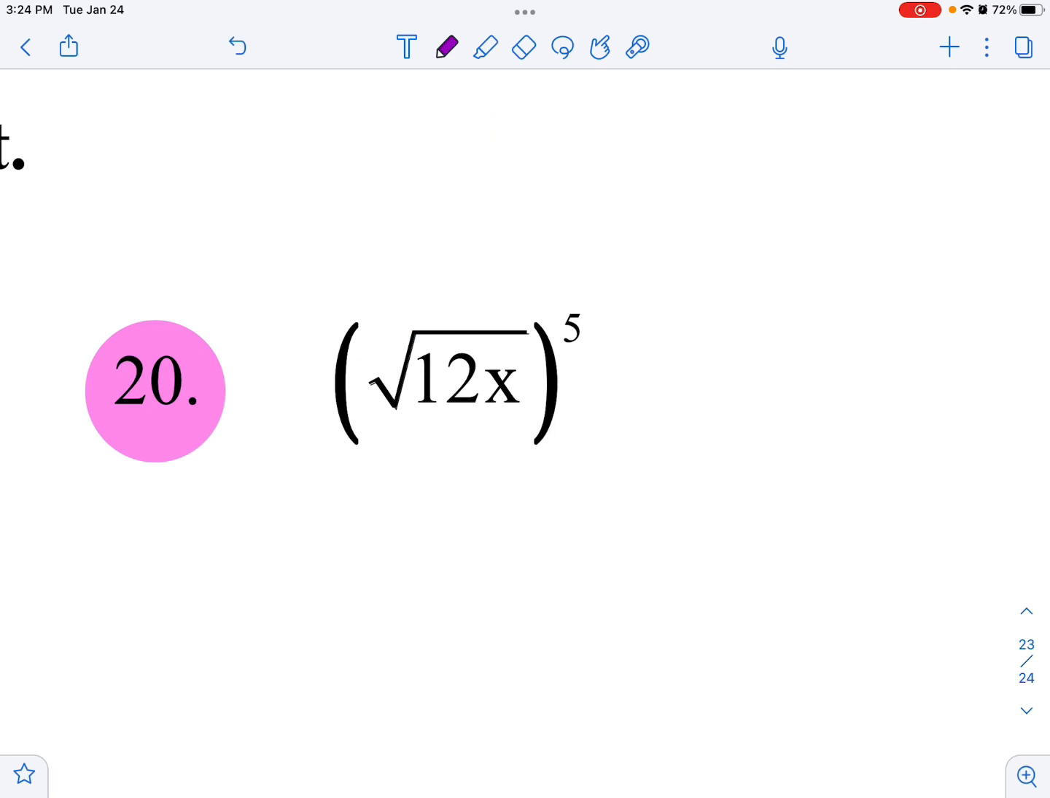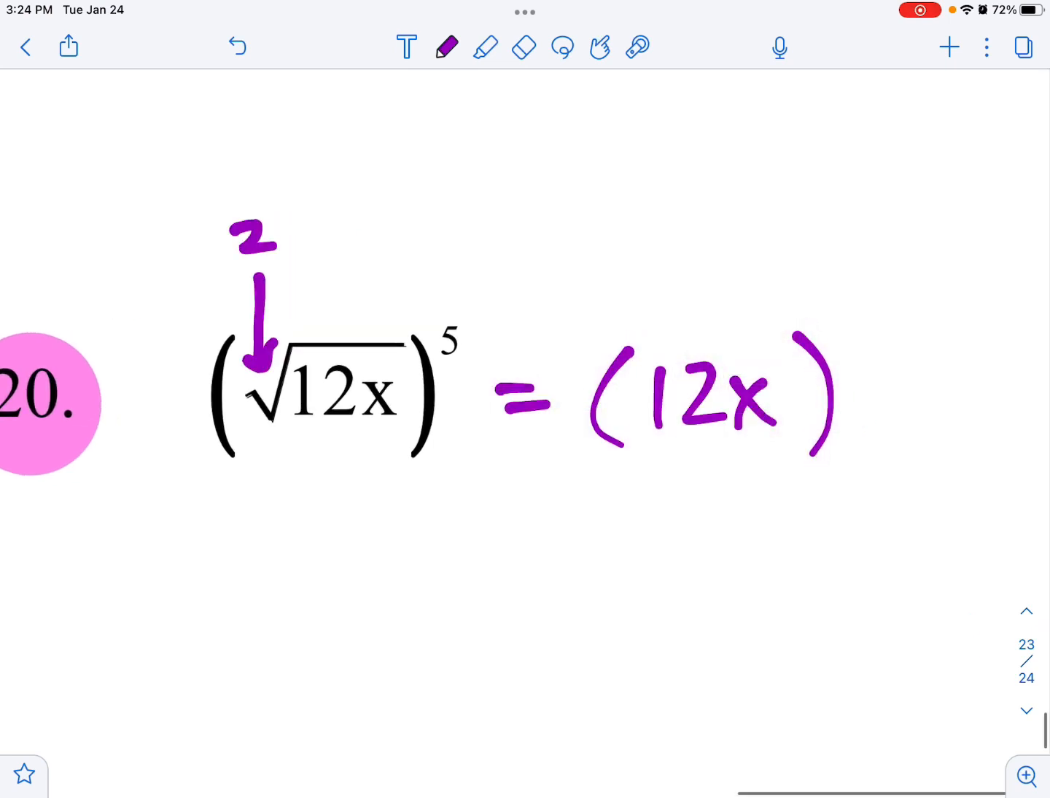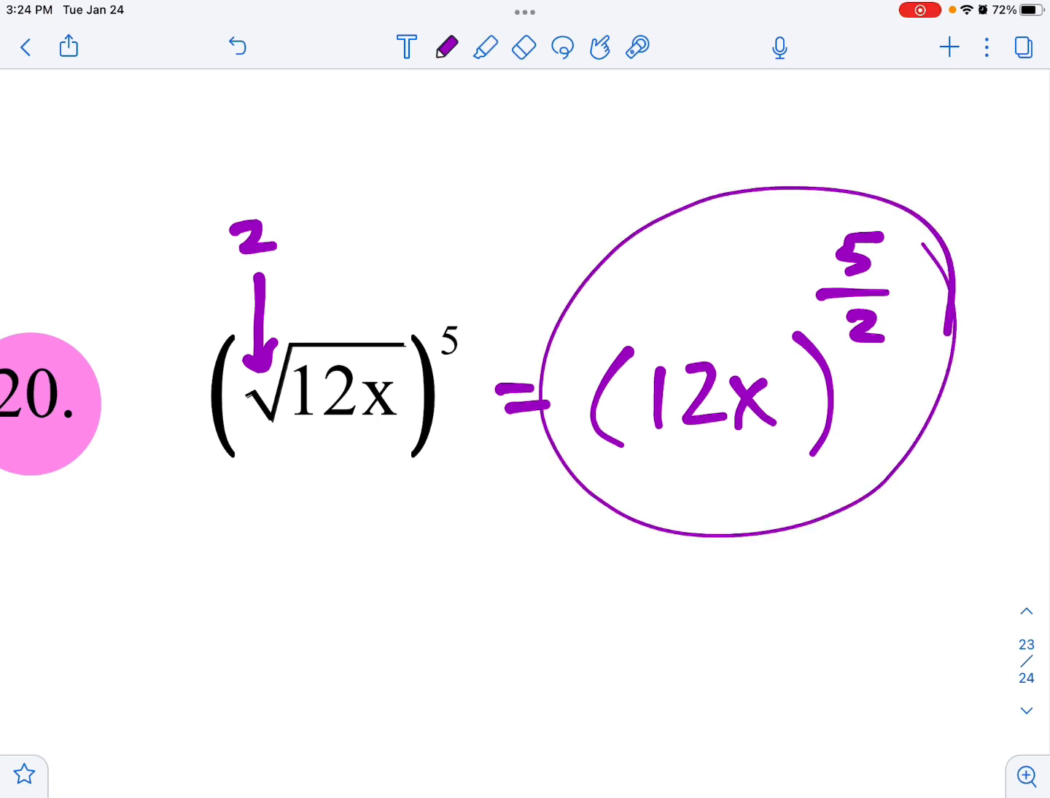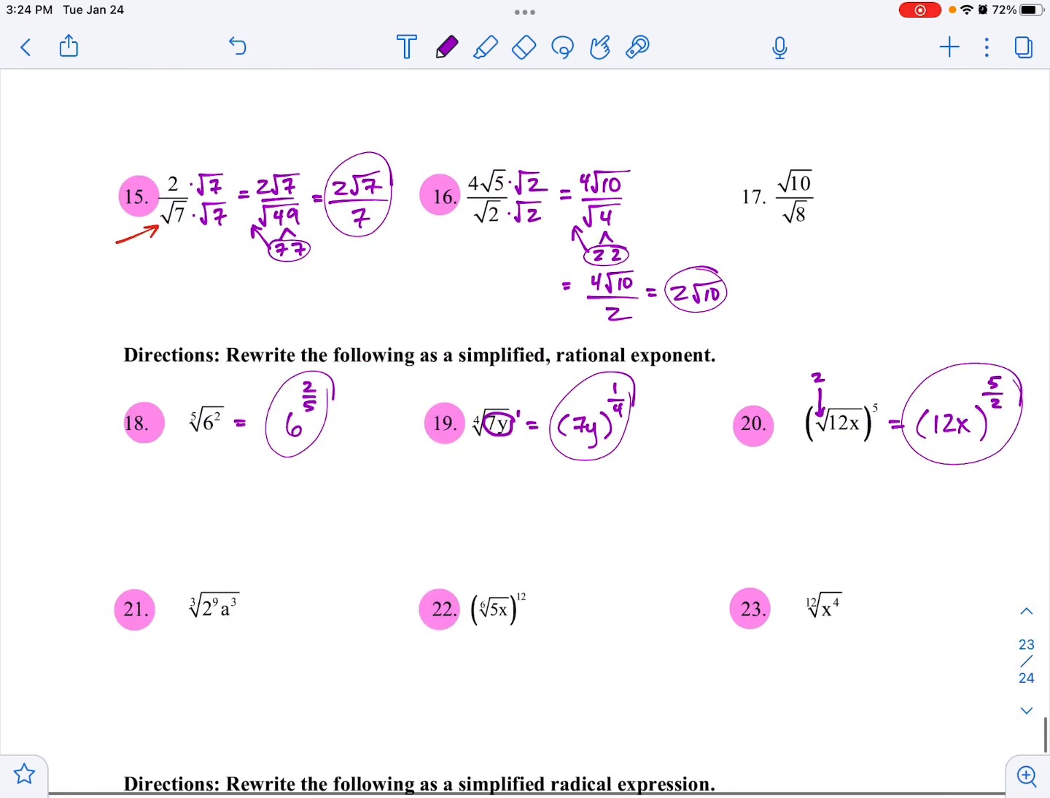Let's see, in this one, I have a 12 and an x that are both inside the radical. So I have two things here, so I'm going to put them in parentheses. And this is a 5, and do you remember what number is here if there's no number there? Isn't it an imaginary 2? It's always there, so I'm going to put a 5 here, and I'm going to put a 2 there. Cool. That's just how to rewrite it as a fraction exponent.